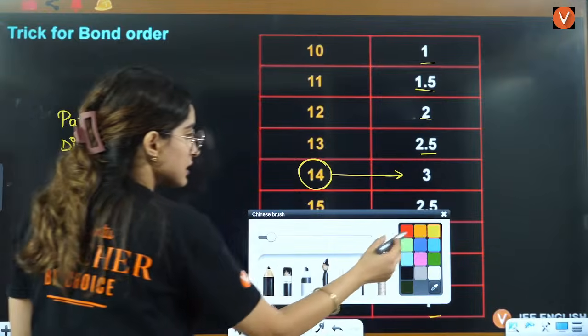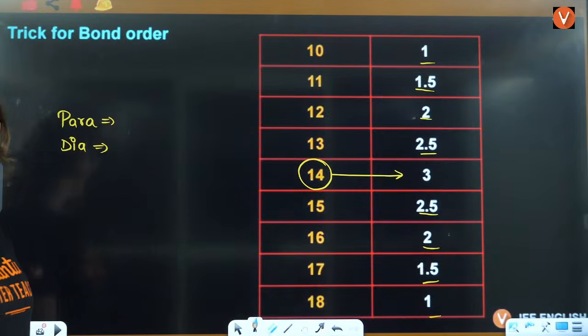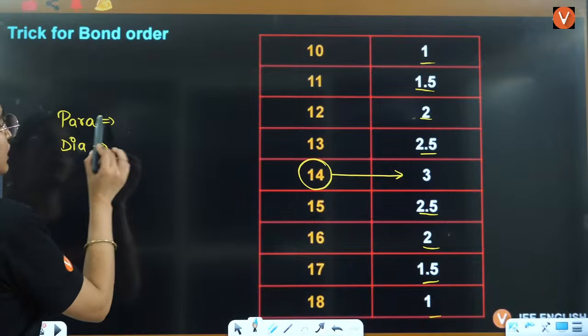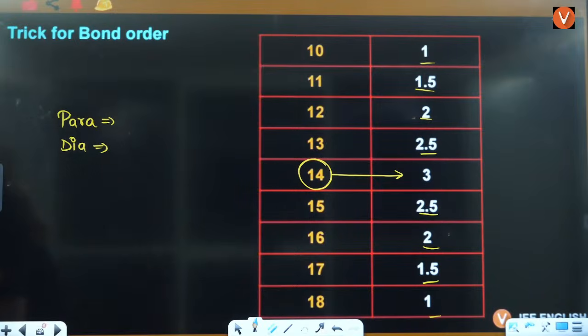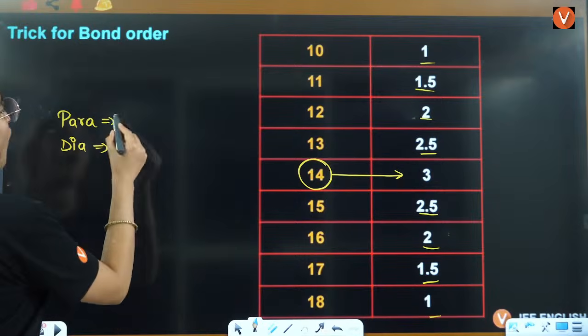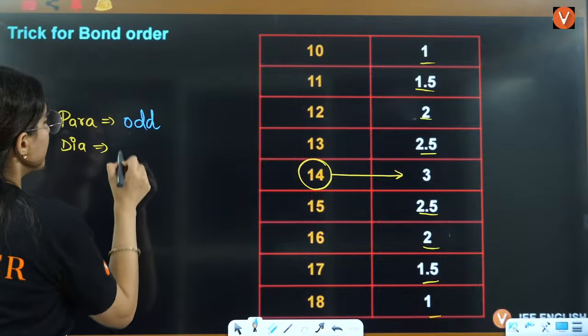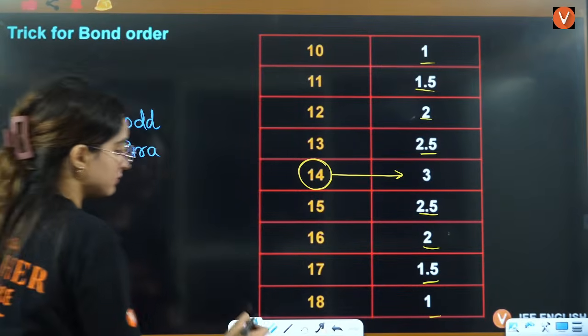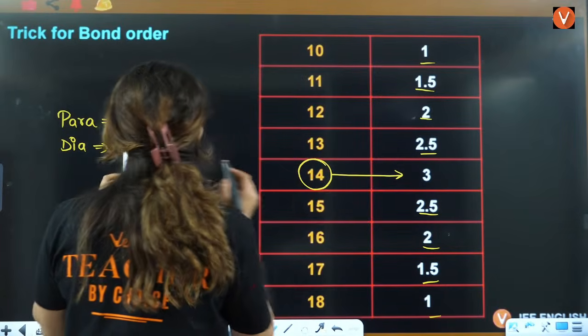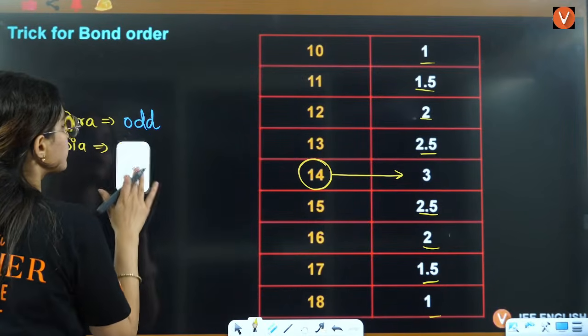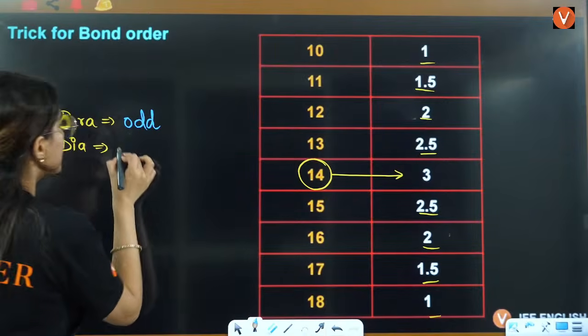If you have an odd number of electrons it will be para, and an even number of electrons will be di. Okay, even number of electrons.